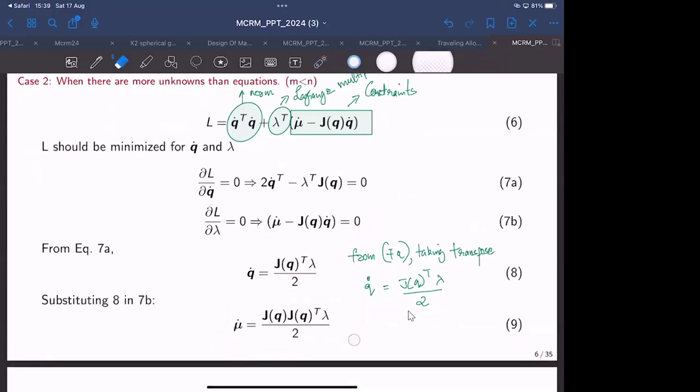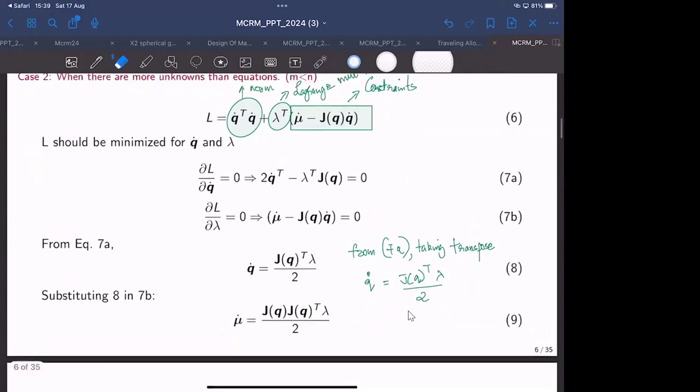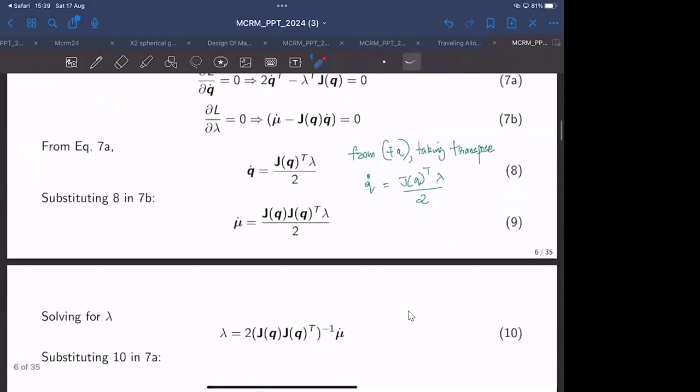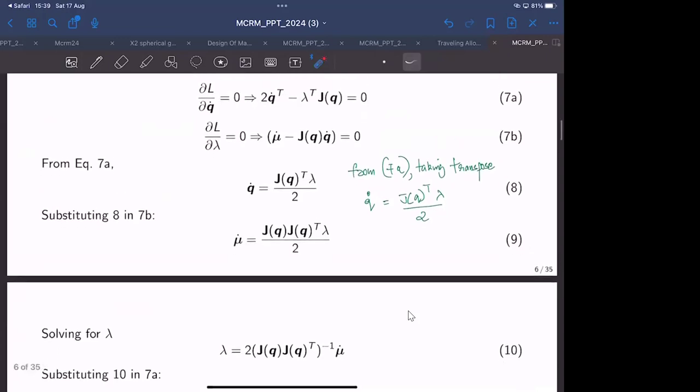Let me write it down. So equation 7b implies mu dot is equal to this. Now you have this expression, and finally, you can back substitute this equation for lambda. So what you would do is, let me see if I get this correct.